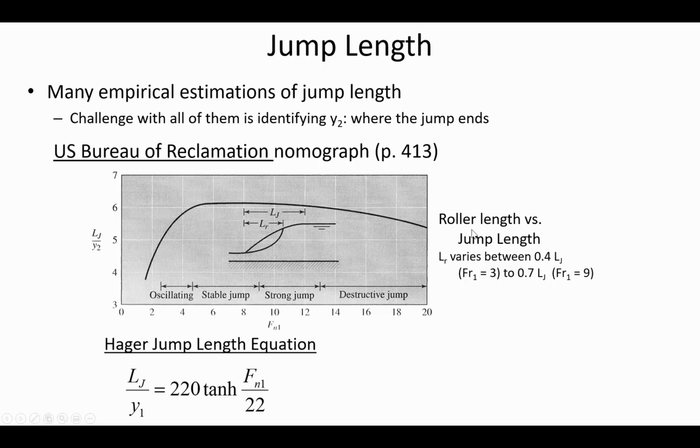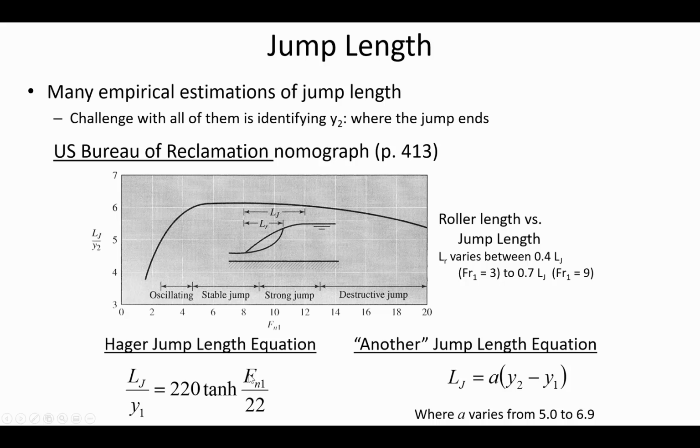And there's also what's known as the Hager jump equation, and that is also a ratio of jump length, but in this case to the upstream depth as a function of the Froude number upstream. And then there's something our book calls just the another jump equation, where there's just some empirical factor A that's given, and they say that the length of the jump is usually 5 to 7 times the difference in elevations.